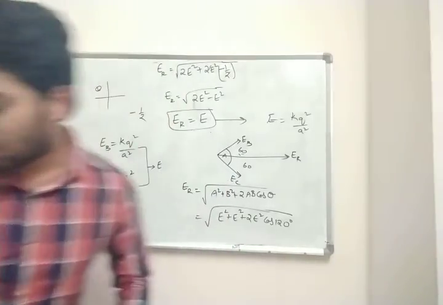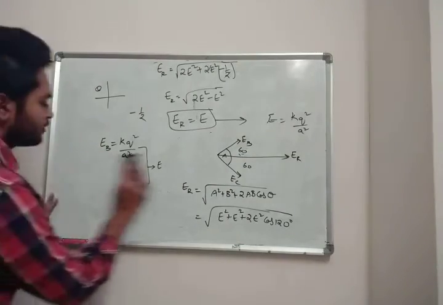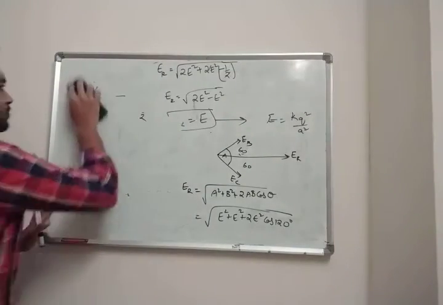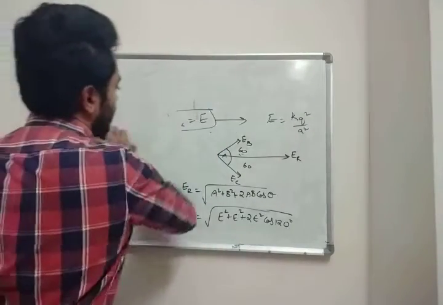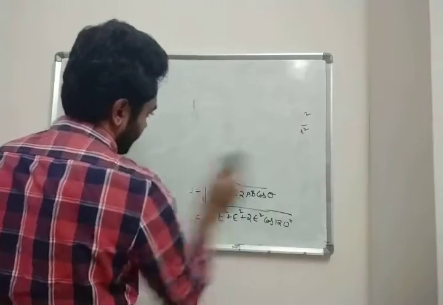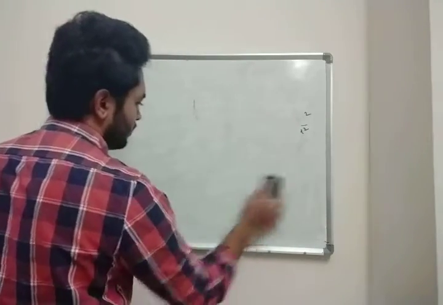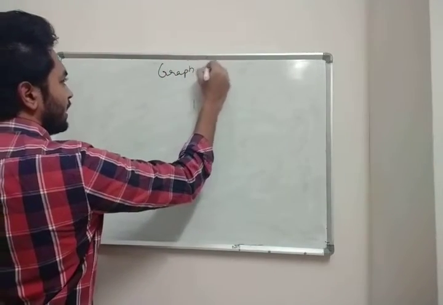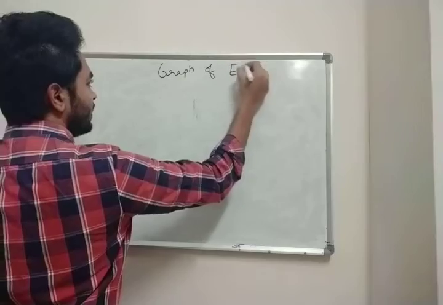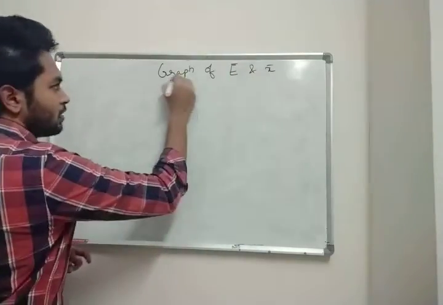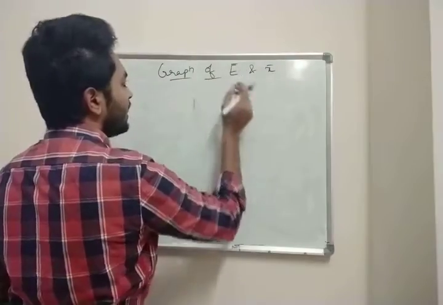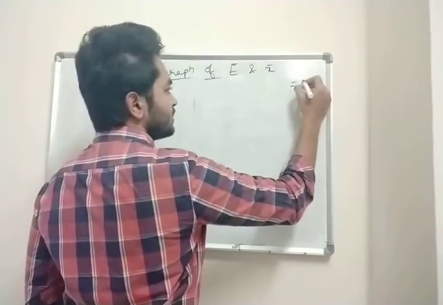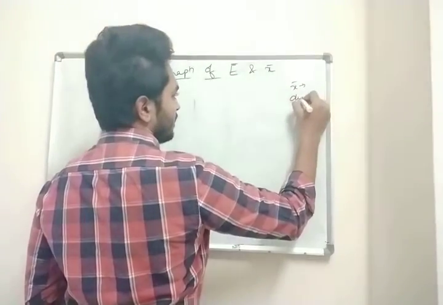Clear? So the next topic is the graph of electric field and X. Graph of electric field and X. Now what does this X mean? X is distance.